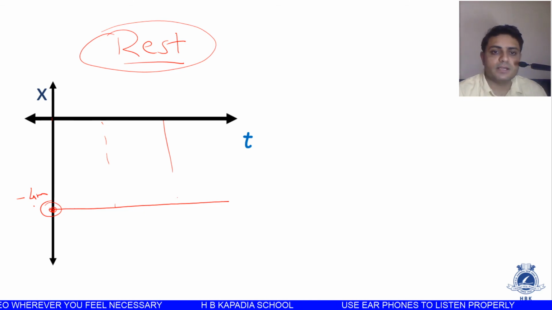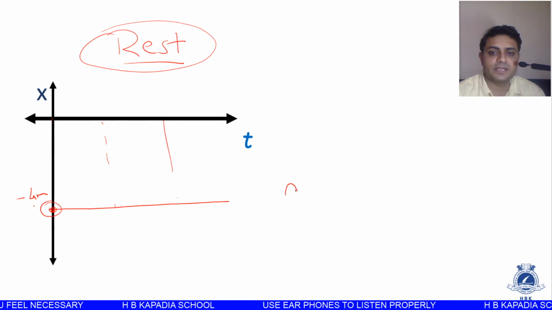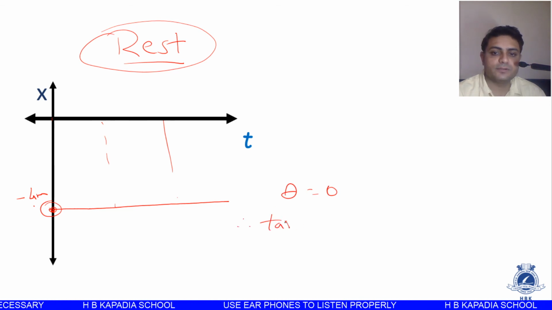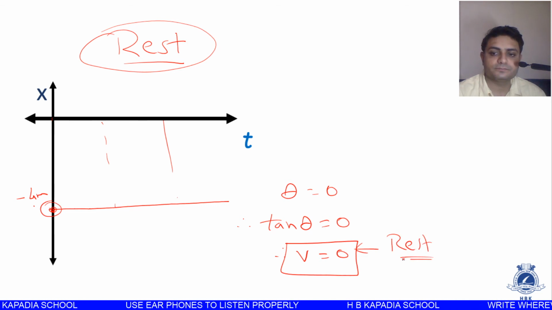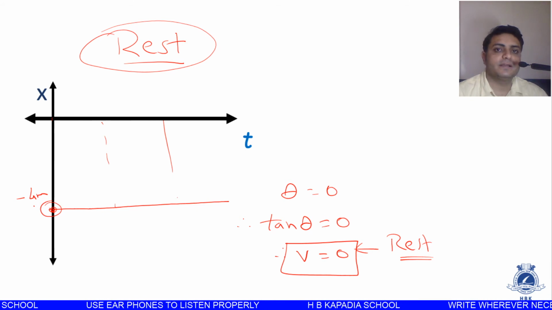Okay, in other way we can also say that for this particular graph there is no such angle. We are not able to find an angle theta anywhere. In this case we can say theta is equal to 0. So if theta is equal to 0, tan theta is also 0, because tan 0 is equal to 0. If tan theta is equal to 0, we can say velocity is equal to 0. When velocity is 0, we can say object is considered to be at rest. Okay, so if velocity is 0, we can say object is at rest. So this was the graph for a stationary object.